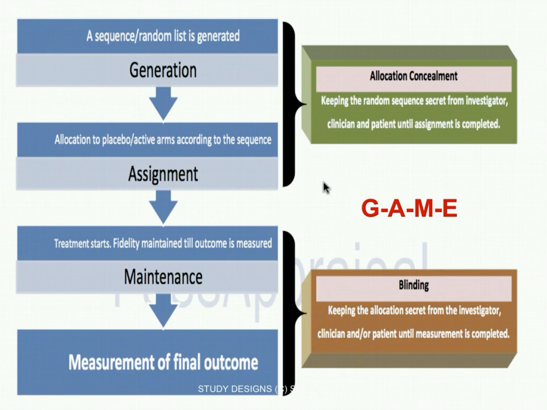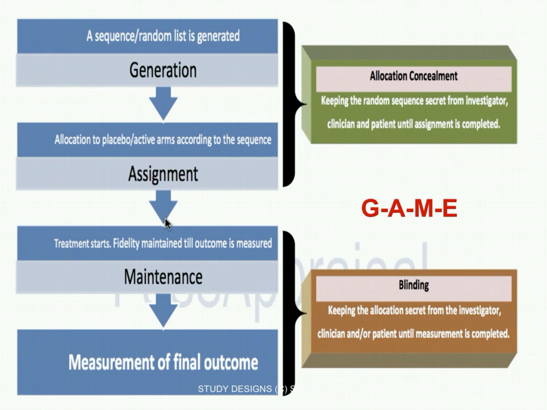So let's say this is the 7th patient enrolled in the trial. The person who keeps the generated sequence checks the number 7 against A or B, whether they are falling against A or B, and depending on that they will assign this person to either treatment A or treatment B. Treatment A could be placebo, treatment B could be the standard treatment. Okay, so the process of giving the treatment to the patient is called assignment. And then the treatment starts.